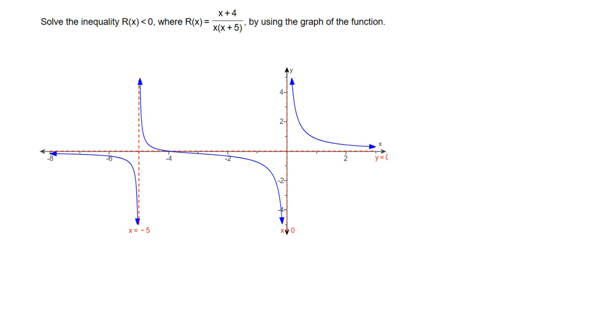So we can use the x-axis. The x-axis is y equals 0. And any points that are on that x-axis will have a y-coordinate of 0. So that would be this point right here at -4. Then above the x-axis is where y is greater than 0. So here we have some pieces that are above the x-axis. And then the pieces of the graph where y is less than 0, those are the pieces that are below the x-axis.